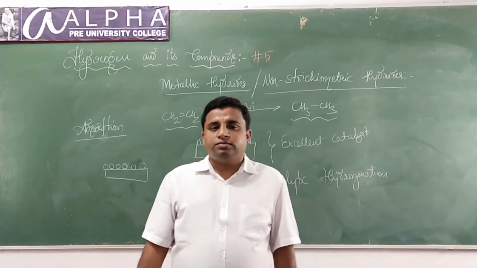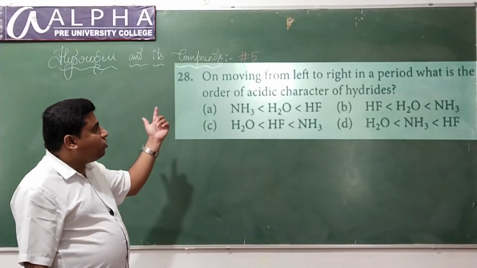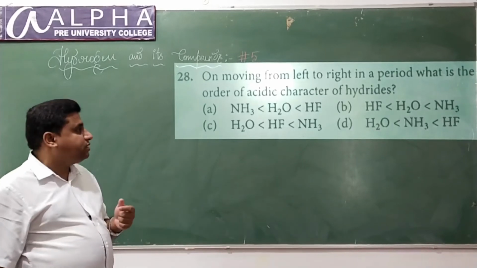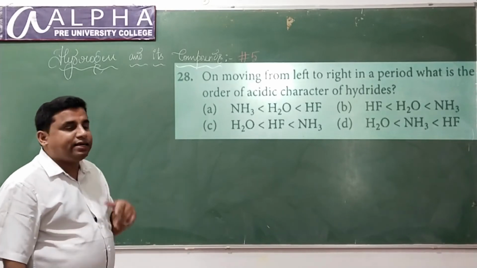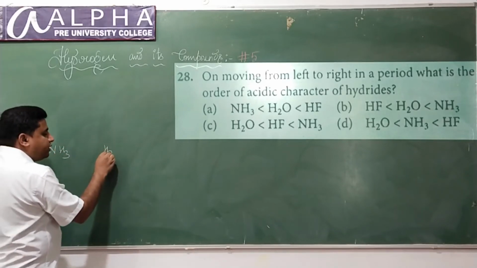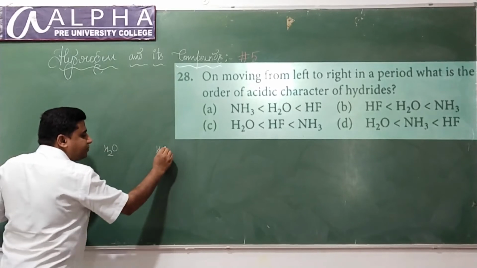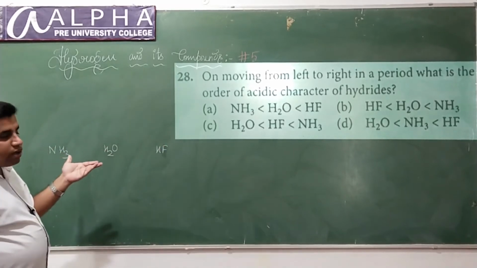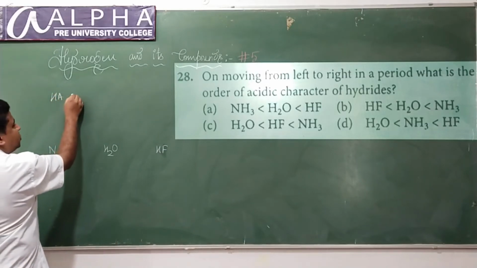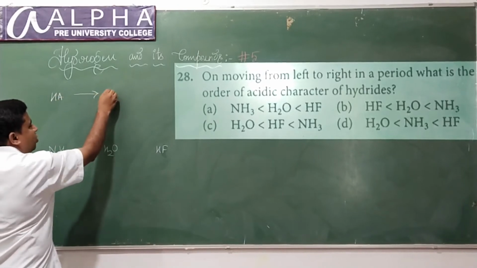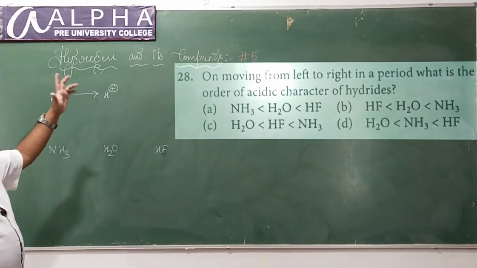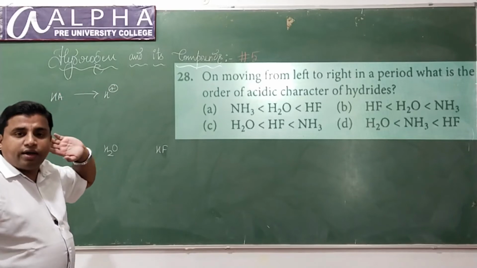Yes students, I have this question. On moving from left to right in a period, what is the order of acidic character of hydrides? I have ammonia, I have water, and I have hydrogen fluoride. What do you mean by an acid? Acid is any substance which donates H plus ion when dissolved in an aqueous solution according to Arrhenius theory, correct?